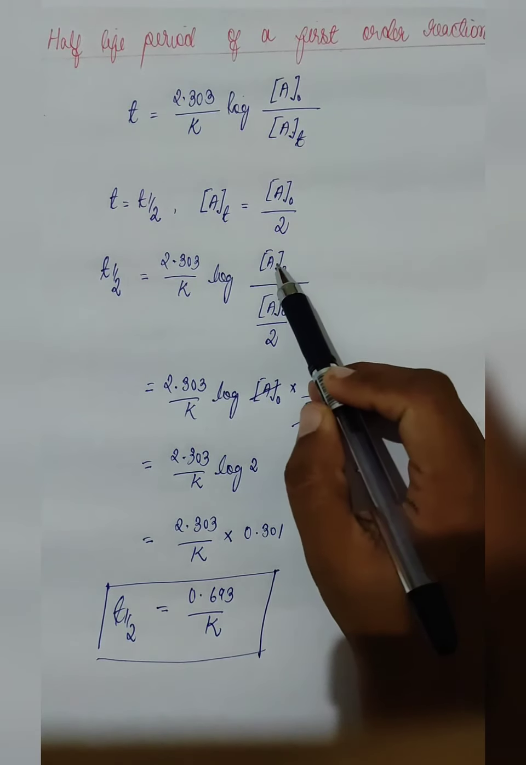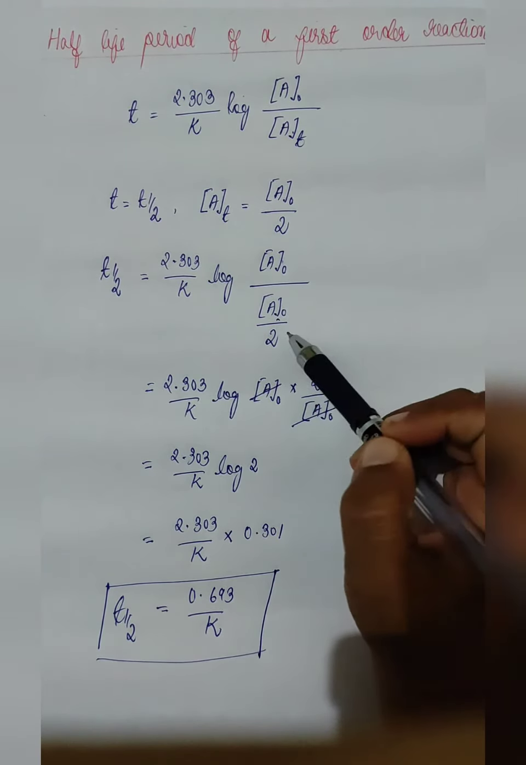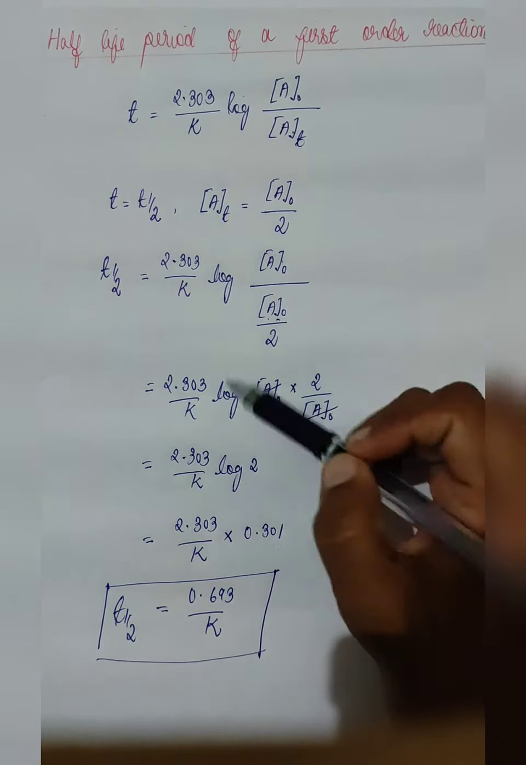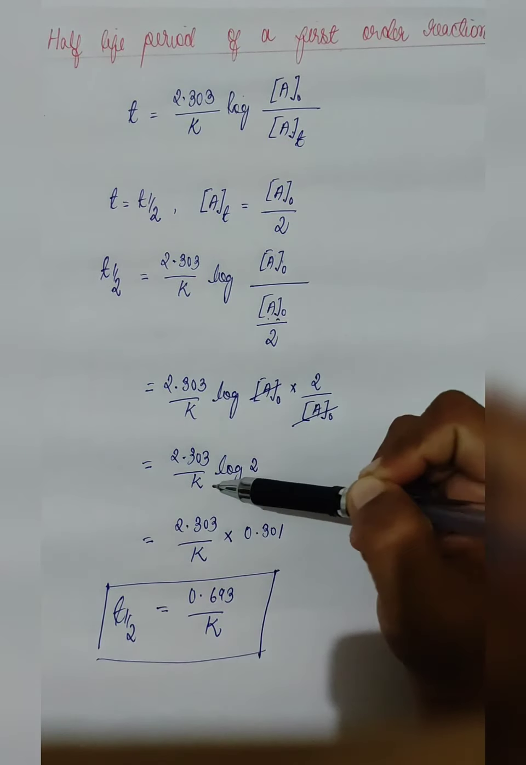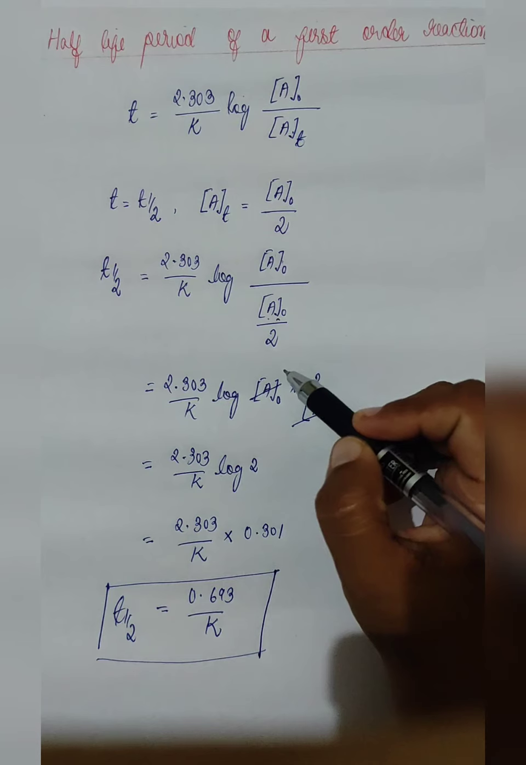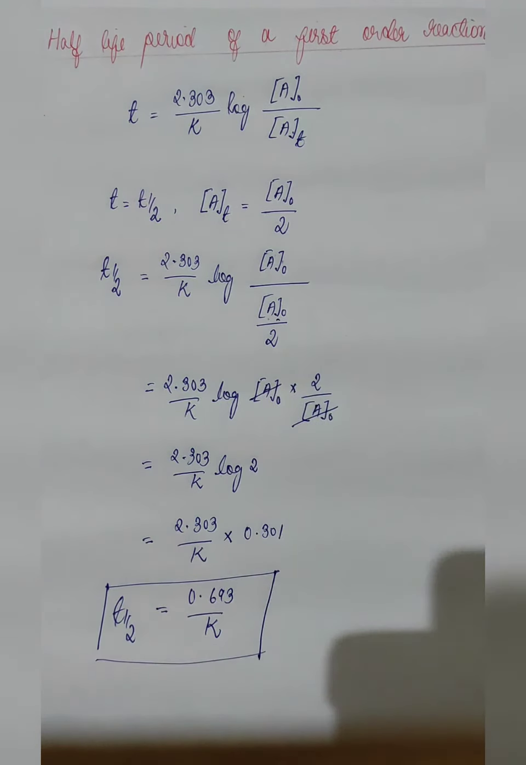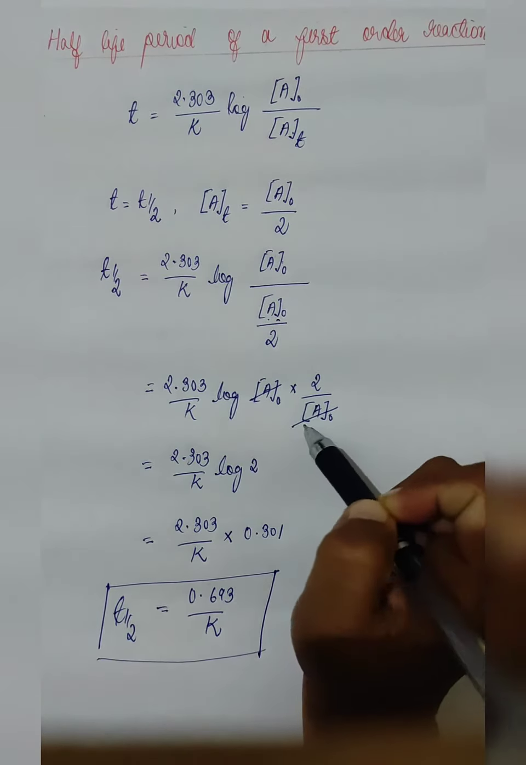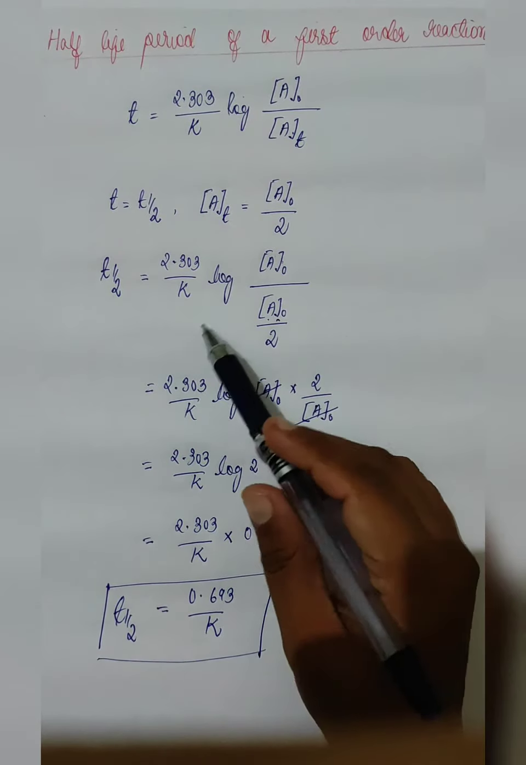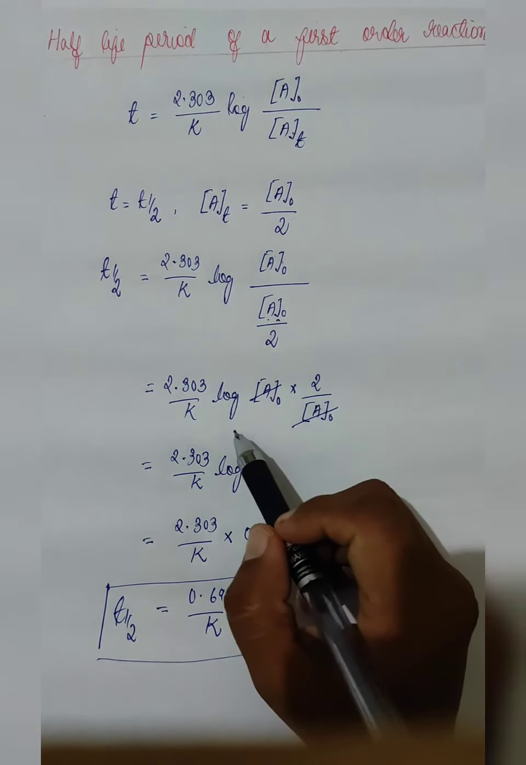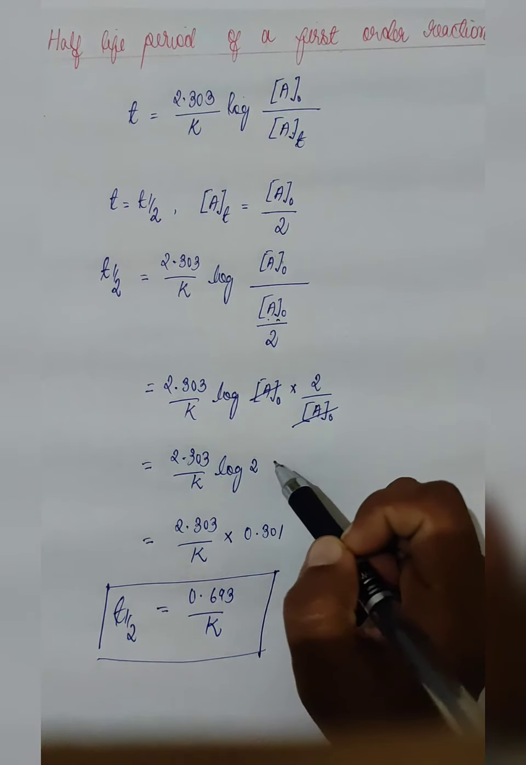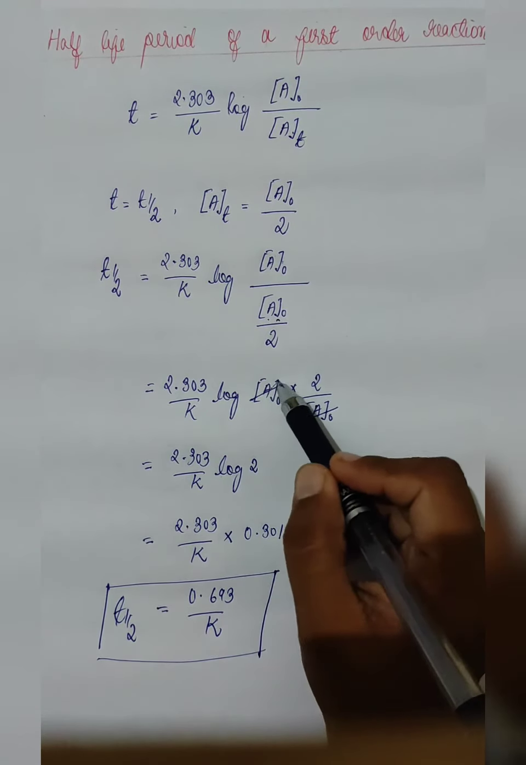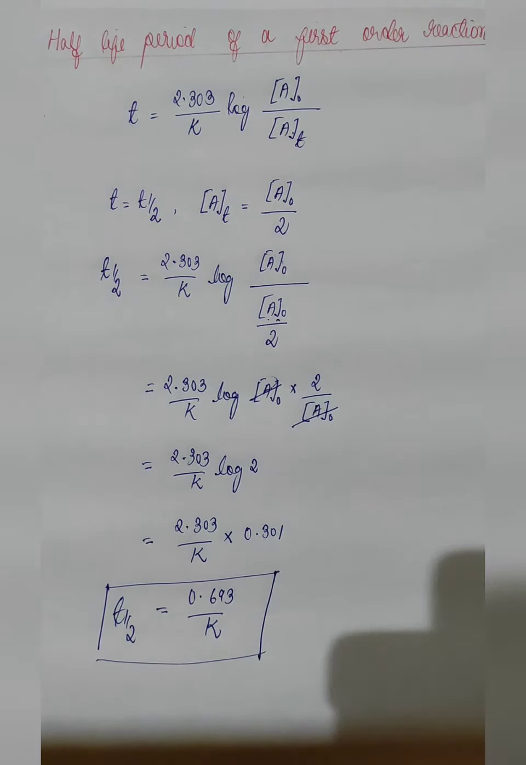Now from here the initial concentration is cancelled out. Initial concentration has no role to play in this very equation. So we can also say that the half-life period for a first order reaction is independent of the initial concentration of the reactant, because the initial concentration gets cancelled out. It has no role to play in this very equation. That means the half-life period of a first order reaction is independent of the initial concentration.